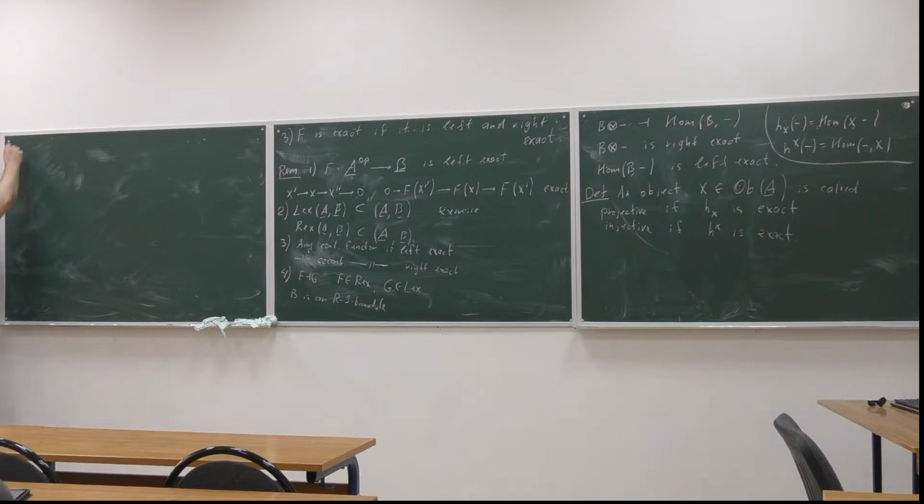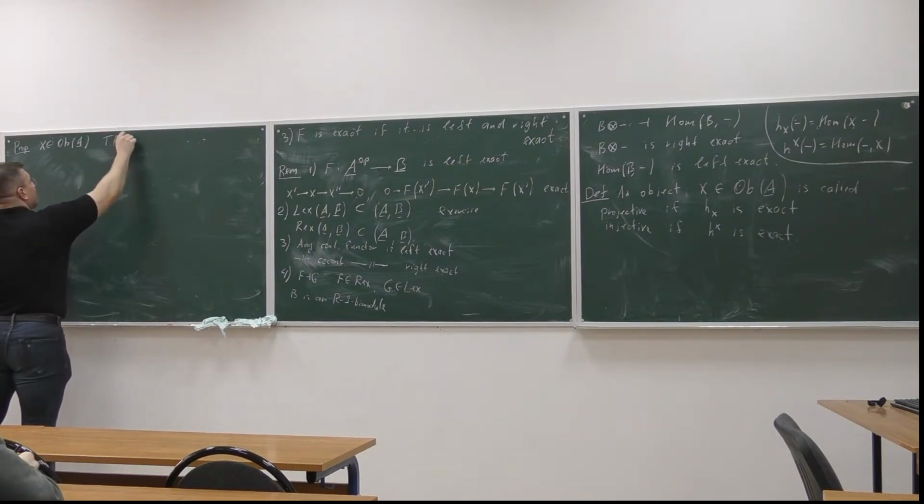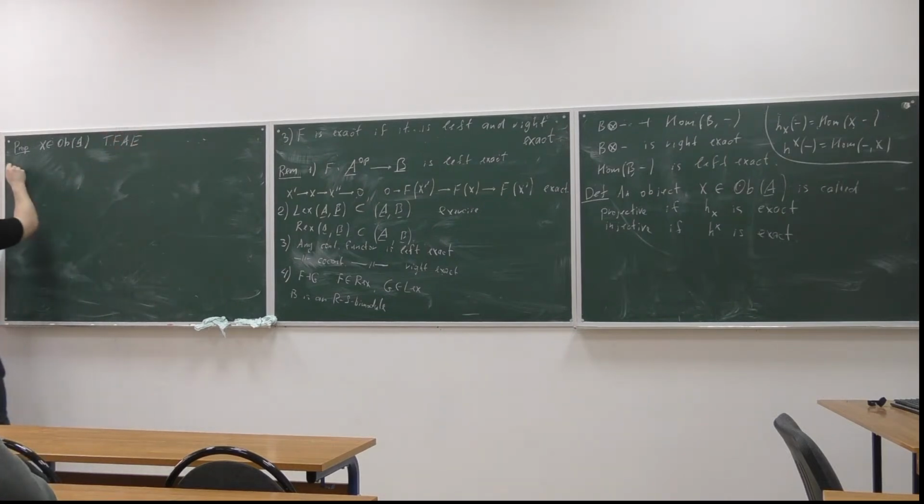Okay. So first proposition, there are several other ways to characterize, say, injective objects. Of course, there is a dual statement for the projective objects. So take X, an object in the abelian category A. Then the following are equivalent. So first, X is injective. Second, now we have the following property.